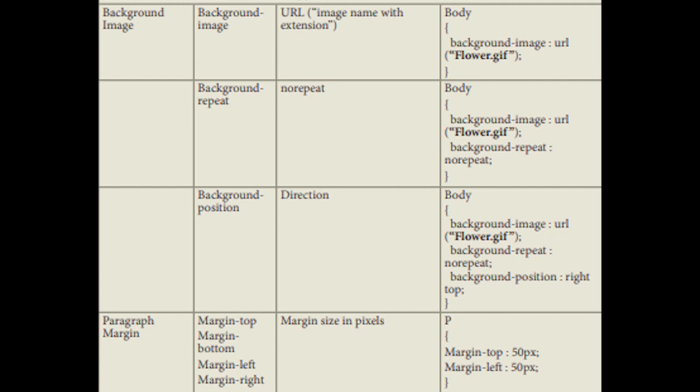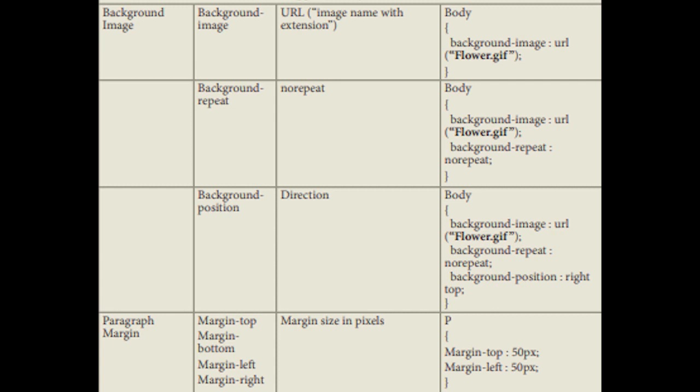The next one is paragraph margin. The property is margin-top or margin-bottom or margin-left, margin-right. It is given with a hyphen. If you need the margin at the top, we'll give margin-top, and the margin size in pixels you have to give in the value section. If you look at this example, it will be easy. See, the P tag and then the curly bracket has been opened. Margin-top colon 50 pixel. Margin-left colon 50 pixel. So the top margin and left margin are 50 pixel. That is about paragraph margin.